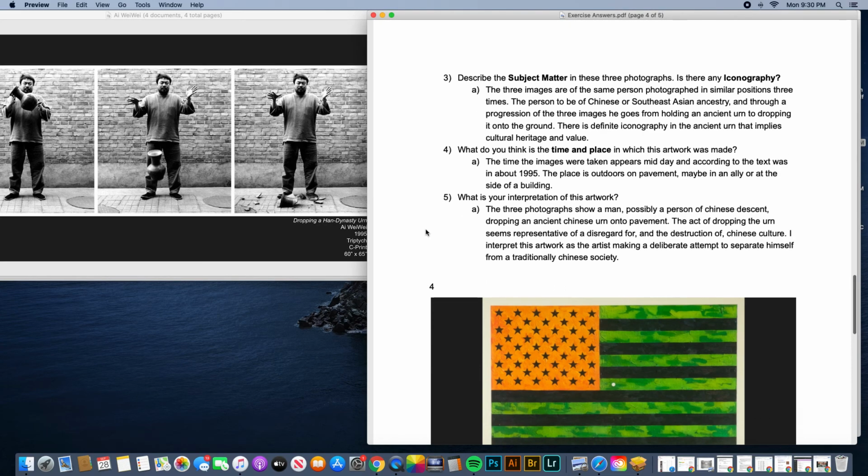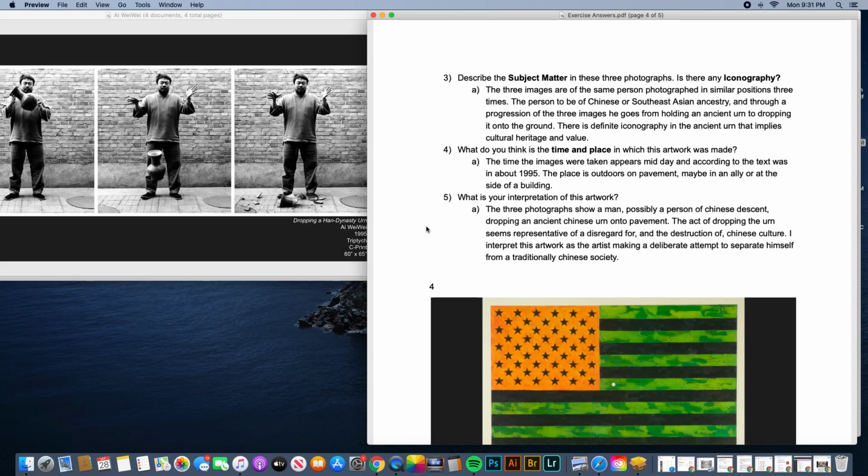Describe the subject matter in these 3 photographs. Is there any iconography? The 3 images are of the same person photographed in similar positions 3 times. The person is of Chinese or Southeast Asian ancestry, and through a progression of the 3 images, he goes from holding an ancient urn to dropping it on the ground. There's definite iconography in the ancient urn that implies cultural heritage and value.